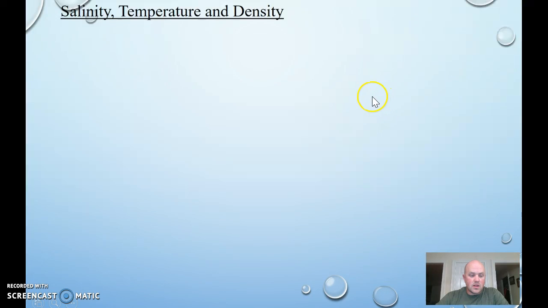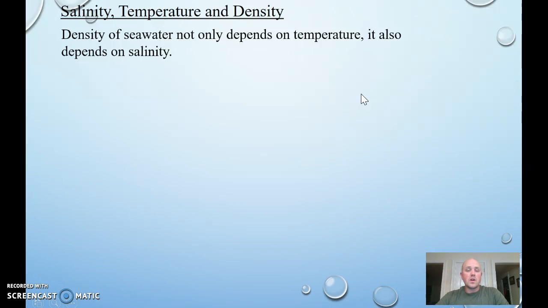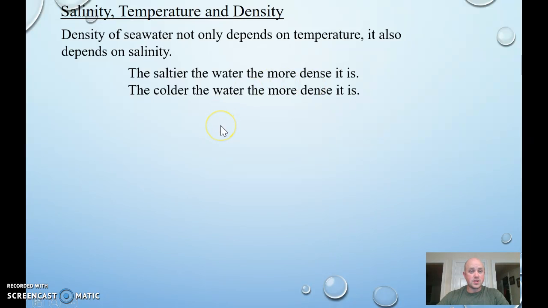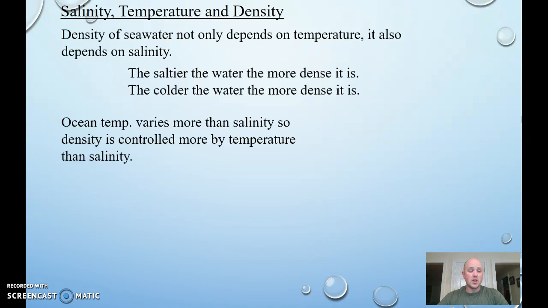I think we are coming up towards the end for today. So density of seawater not only depends on temperature, it also depends on salinity. The saltier the water, the more dense it is. The colder the water, the more dense it is. Okay, keep that in mind. Ocean temperature varies more than salinity. So density is controlled more by temperature than salinity. Temperature is a bigger deal. It makes more of a difference than salinity does as a whole in the ocean.